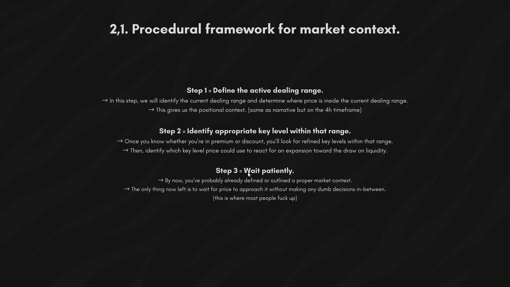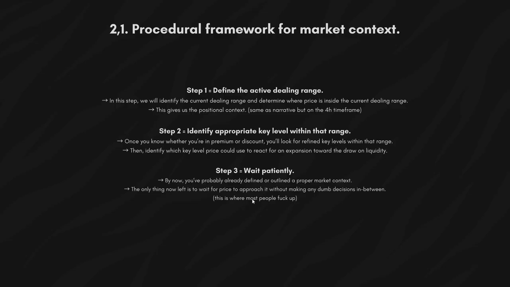And then the third step is to wait patiently for price to approach the key level or the candle range. Okay, by now you've probably already defined or outlined a proper market context in the form of a dealing range, a key level, and a CRT. Now the only thing that is left is for you to wait for price to approach it without making any dumb or idiotic decisions in between. And this is exactly where most people mess up.